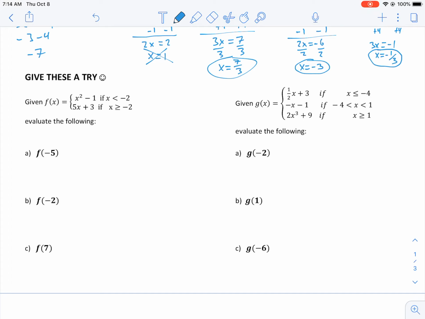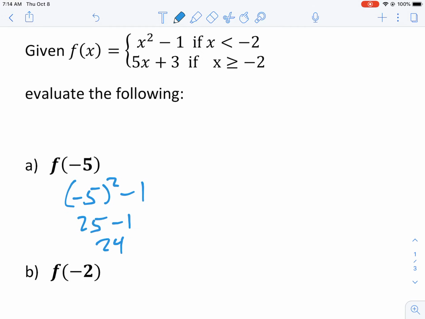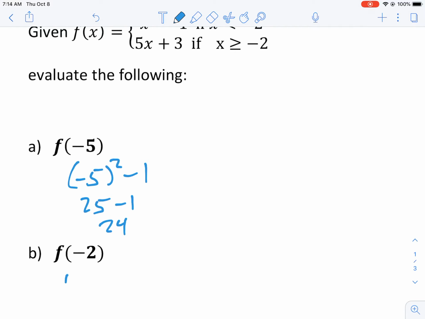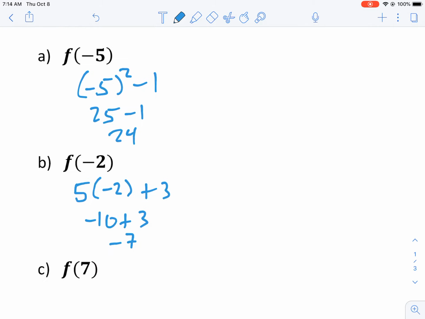Okay. Hopefully you did that and you didn't just keep letting the video play. So if you're doing these, I'm just going to go through these real quick. All right, -5, that's going to be in the top one. -5 squared is 25 minus 1, that would be 24. -2, that would be included in the bottom one because of that greater than or equal to sign. So 5 times -2, that's -10, plus 3, that's -7.